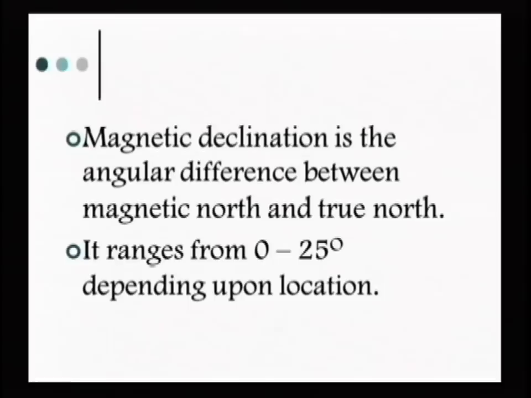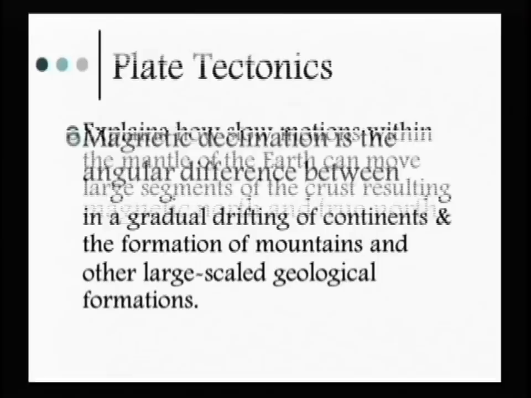And so magnetic declination is the difference between magnetic north and true north. It generally ranges from about 0 to 25 degrees depending on the location. And right now, we know it's changing. And so all the charts that have been prepared for several years that give you the distance between true north and magnetic north are having to be rewritten because of the fact that magnetic north has changed.